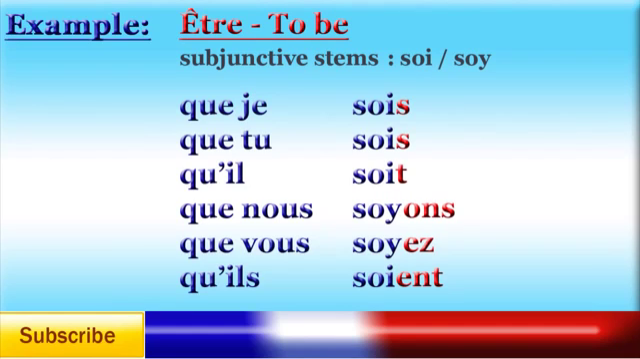And finally, here's the verb être, to be, in the subjunctive. The subjunctive stems for the verb être are sois and soy. Que je sois, que tu sois, qu'il soit, que nous soyons, que vous soyez, qu'ils soient.